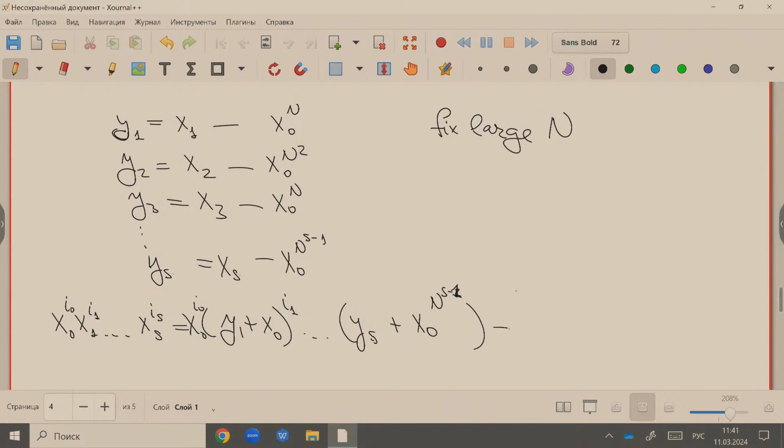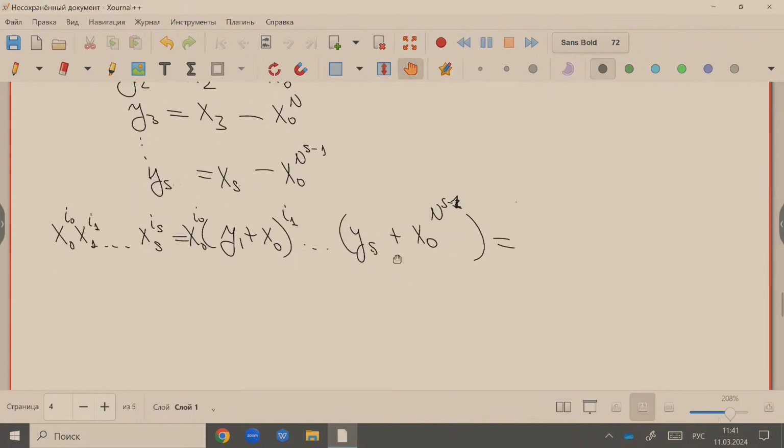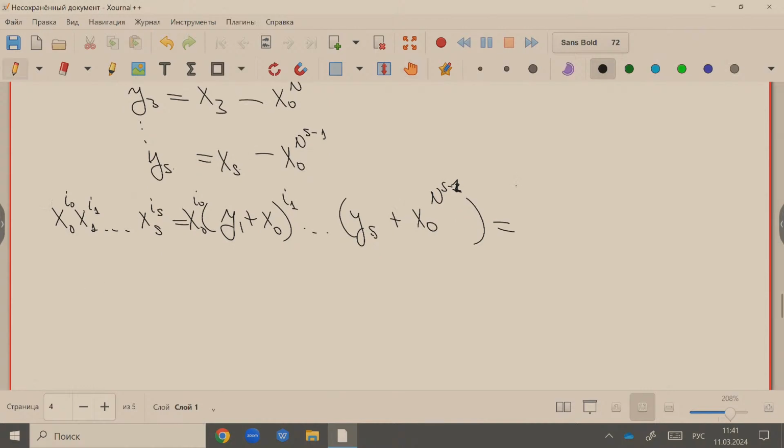So we get that the highest monomial will be, in any case, x0 to the power i0 plus n i1 plus n square times i2, etc., plus n^s times i_s, and the lower terms.